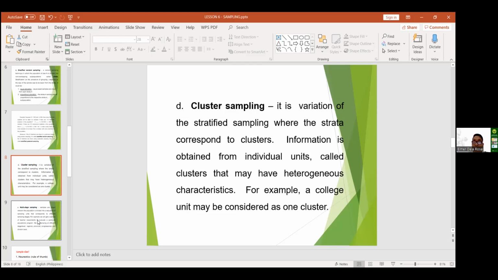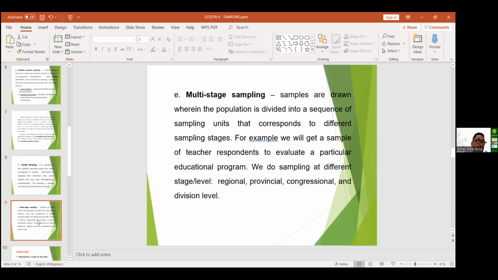So alam natin, sa cluster na to, iba-iba daw yung characteristics. Heterogeneous daw yung characteristics ng mga members na ito. But since you take them as a cluster, you will treat them as one group. Yun ang tinatawag na cluster sampling. Ito yung ginagamit pag meron kang mga stages or may mga levels ka ng hierarchy of offices or of the bureaucracy where samples can be drawn.